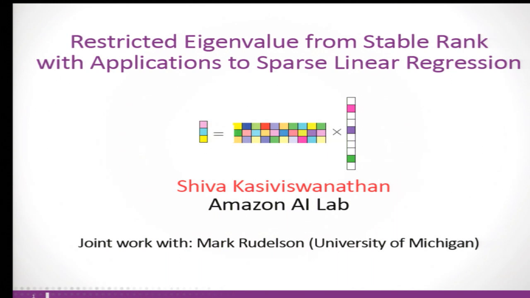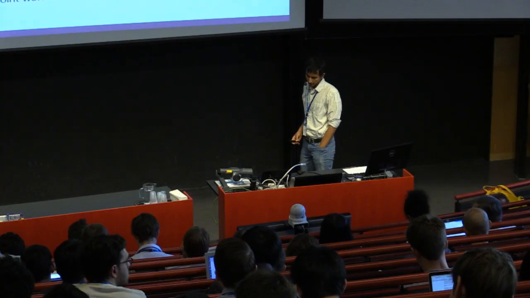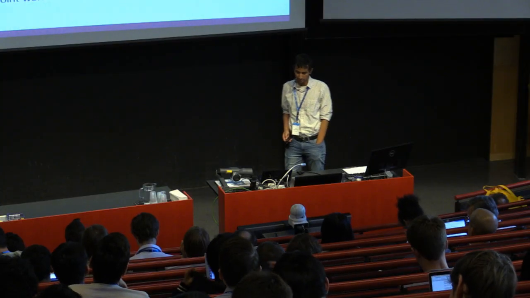My name is Shiva Kasiviswanathan, and the title of the talk is Restricted Eigenvalue from Stable Rank with Application to Sparse Linear Regression. This is joint work with Mark Rudelson.